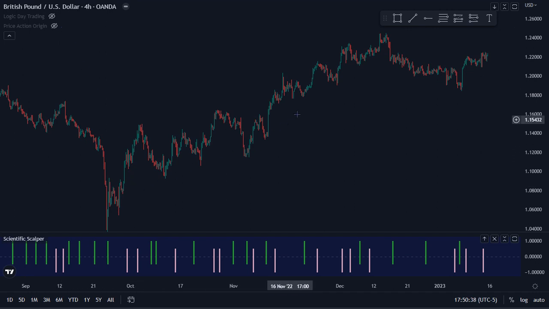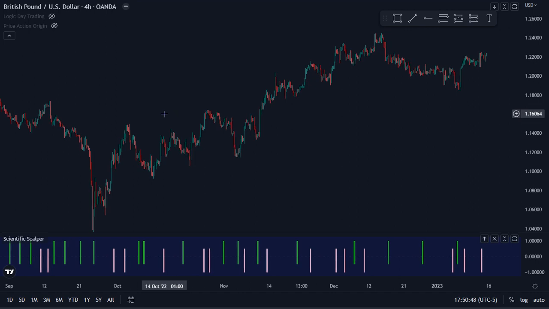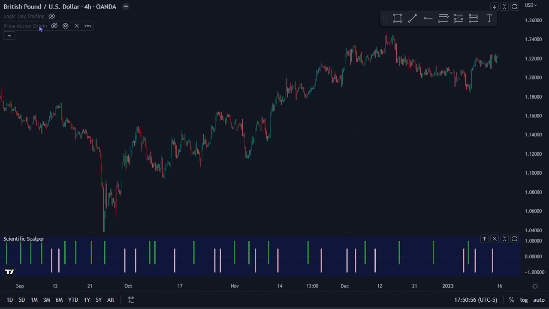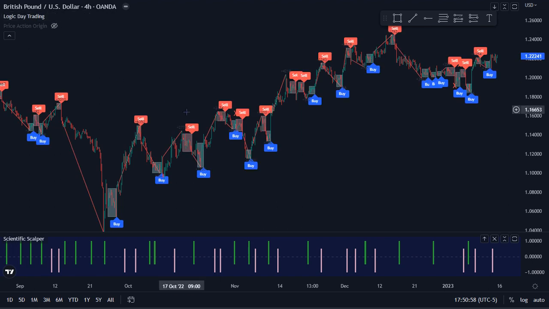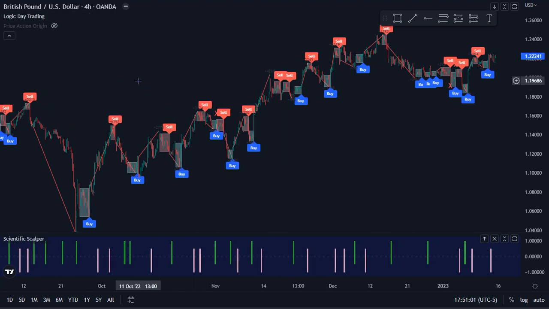So this is obviously quite a move that lasted from the end of September to about the midway point through December. So about 6 weeks or so. So quite an up move where you could have been catching a lot of these here. And we're going to go over a few. I'm not going to bring in the price action origin just yet. That's just going to be a quick thing later on.